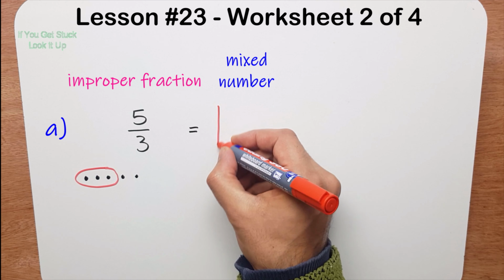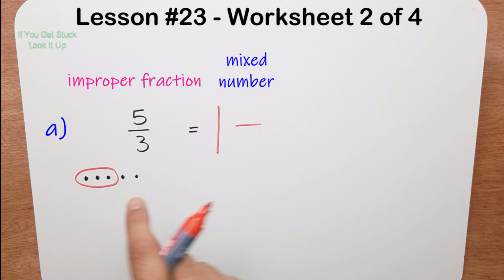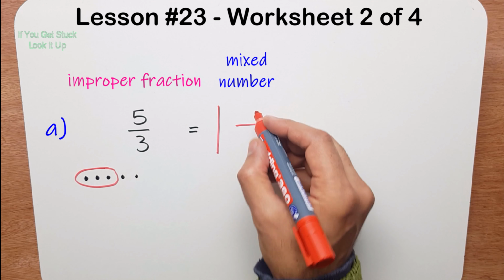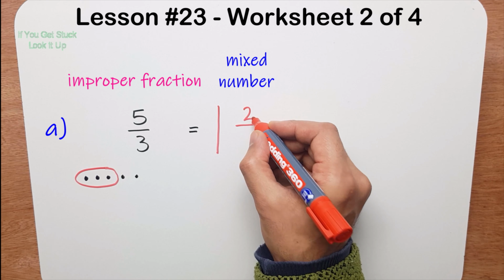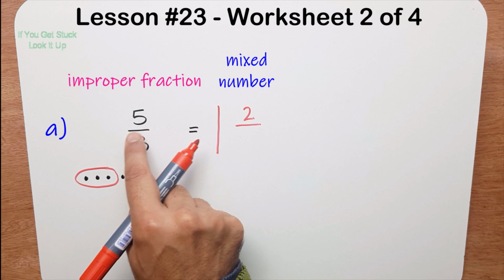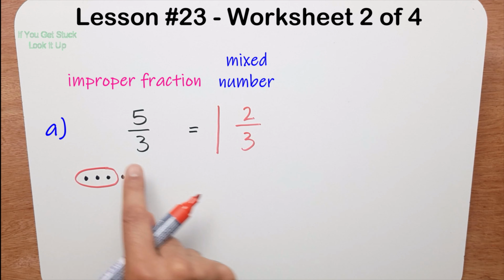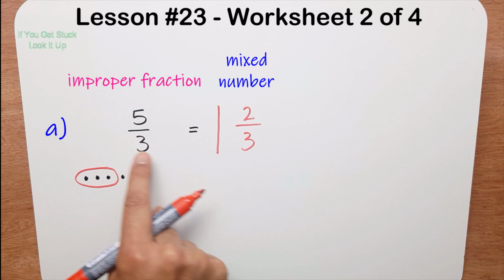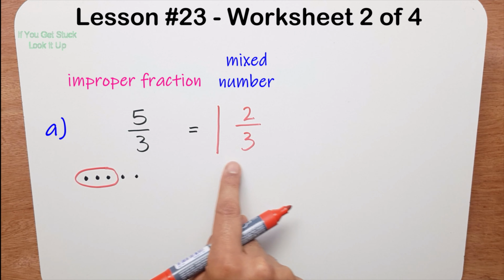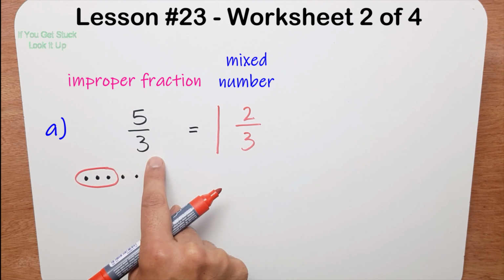So this one is the big one. You have your fraction line, and these two are the remainders, so they go at the top, and this 3, which is the denominator, simply goes to the bottom. So 5/3 is equal to 1 2/3. This is a mixed number, this is an improper fraction.